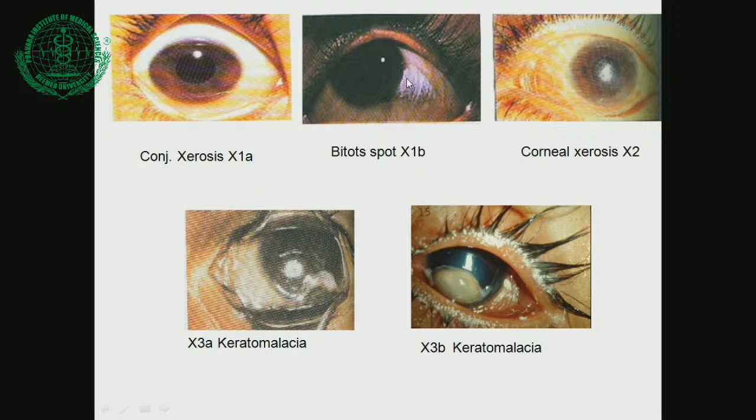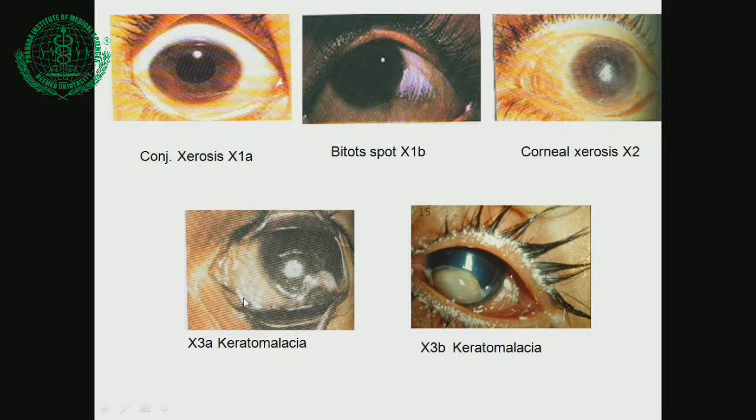So you can see this Bitot's spot on the temporal side of the bulbar conjunctiva, and you can see this foamy, shiny, silvery triangular structure. That is called Bitot's spot, which is very classical of vitamin A deficiency. Then comes the corneal dryness, xerosis of the cornea. Xerosis means dryness. Then comes the dryness of the cornea.